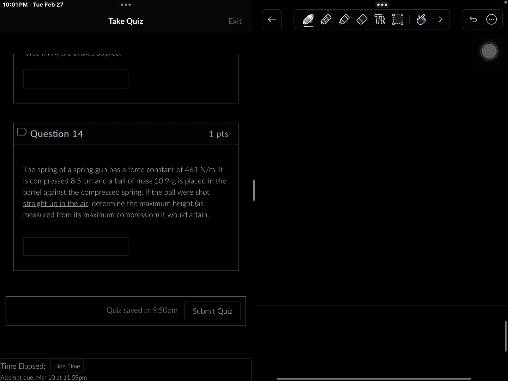Question 14. Another spring question. Pretty fun. The spring of a spring gun has a force constant, elasticity, whatever you want to call it, of that, compressed 8.5 centimeters, the mass, same exact thing. What height would it come to? This is interesting to realize that, once again, potential energy doesn't only convert to kinetic. Kinetic can convert to potential. So as it goes up, the kinetic energy initially is going to be the potential energy final.